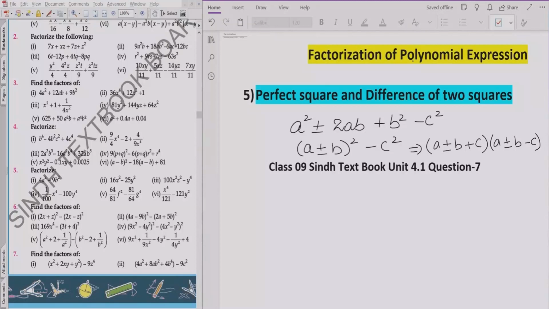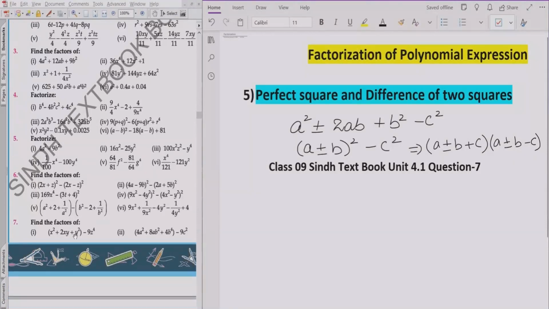We are following the class 9 syntax book, unit number 4.1, question number 7. You can see on the screen, this is question number 7, which is to find the factors of these types of questions. We will solve three questions here. You can follow any other book because the method is the same, but the questions may be different. So first we will take question number 7.